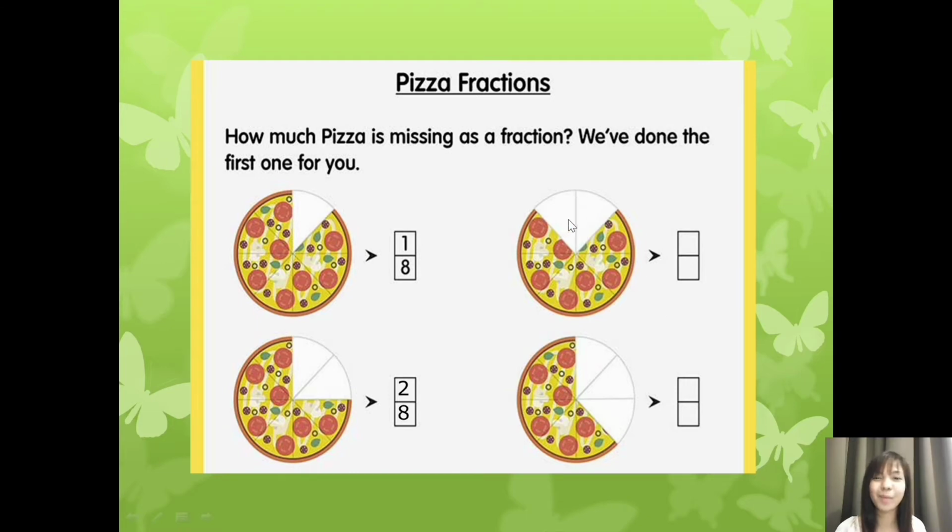Next, how about this one? Of course, the same. How many are the missing parts? Okay, 2. And how many the total parts as a whole? The same, 8. So 2/8. Next, how about this one? How many are the missing parts? Okay, 3. How about the whole parts? The same, 8. So 3/8. Everybody read 3/8. This is how you're going to write the fractions.